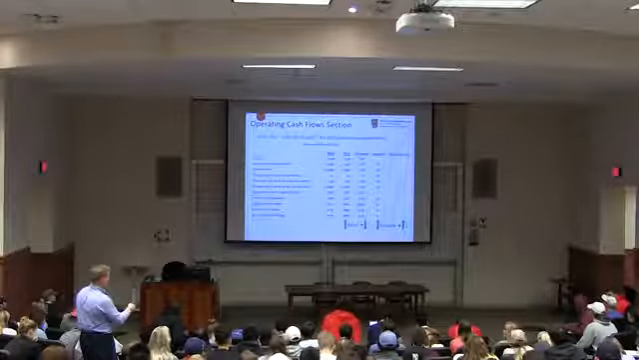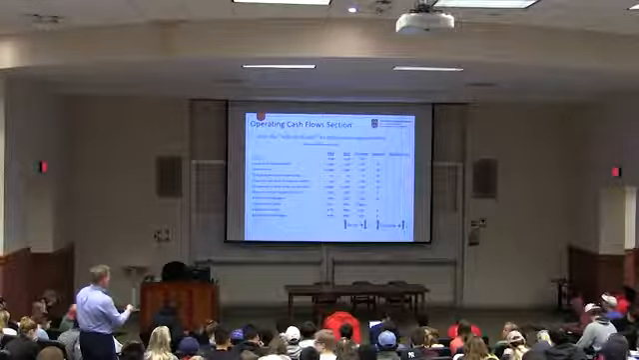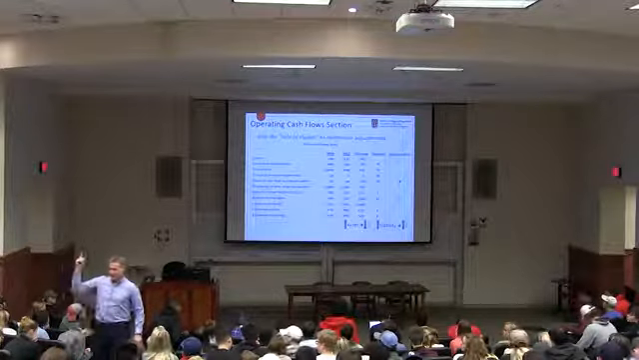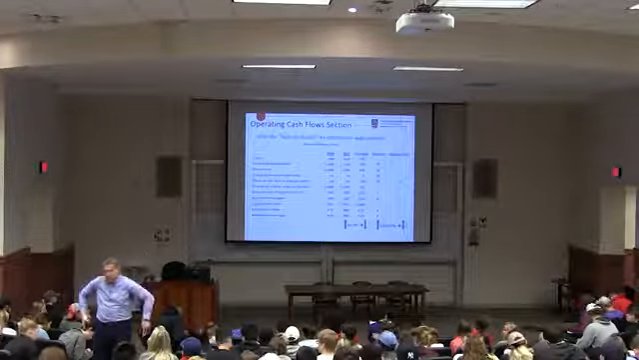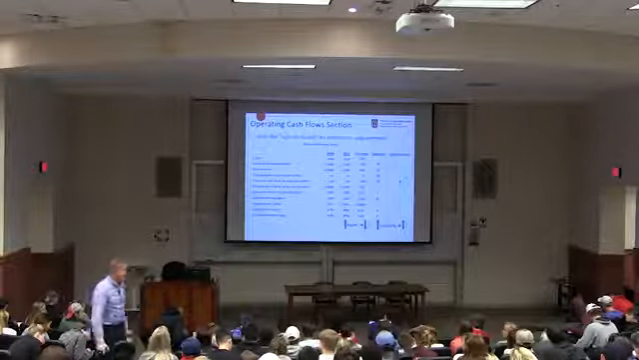Which one? Okay, so accounts payable went down. So if a liability goes up, then it's a positive adjustment. If a liability goes down, then the adjustment is negative, right? So they're going the same direction, okay?